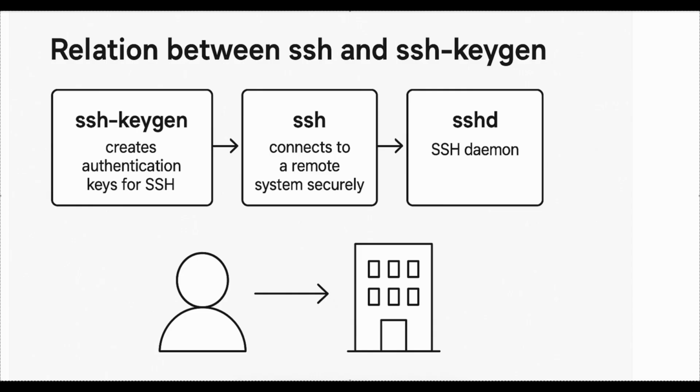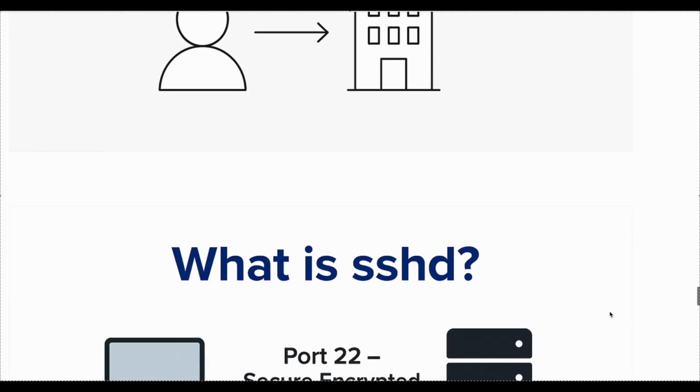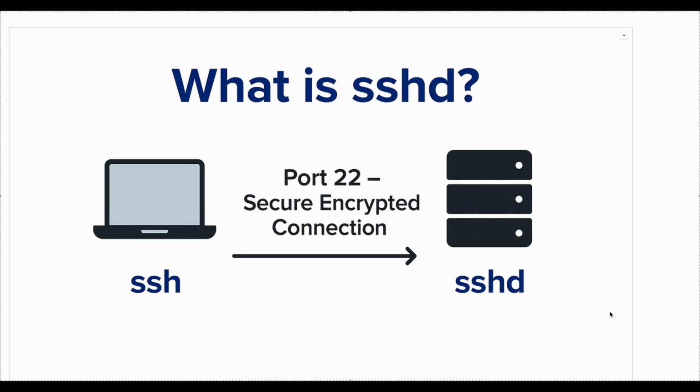Now let's understand exactly what it does. SSHD stands for SSH daemon. It's a background service that runs continuously on the remote machine, in our case on the EC2 instance. The SSH daemon's job is to listen for incoming SSH connection requests on port 22, which is the default SSH port.